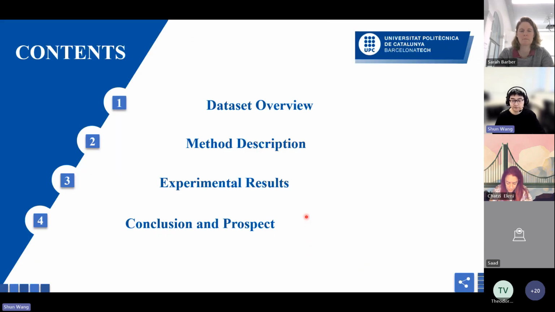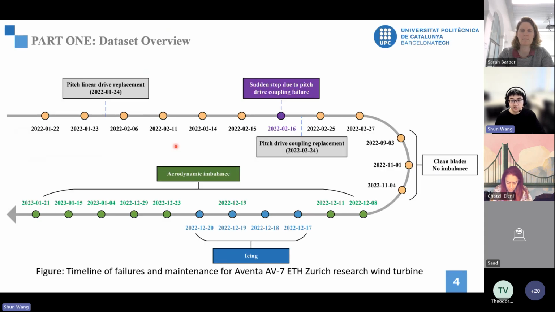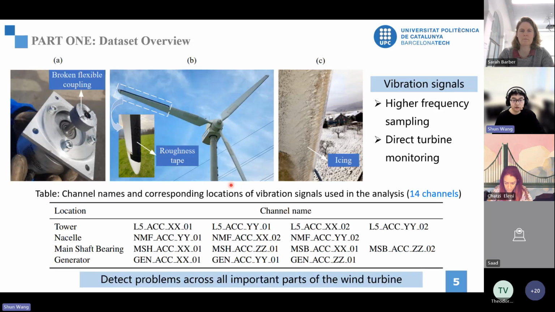This presentation has 4 parts. Starting with the dataset overview, this timeline shows the key events in the challenge data. January, pitch linear drive replacement. February, pitch drive coupling failure and replacement. December, 2 events, icing events and aerodynamic imbalance. Our goal is to detect 3 failures: broken flexible coupling, aerodynamic imbalance due to roughness top, and blade icing.